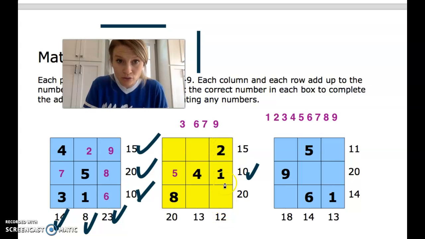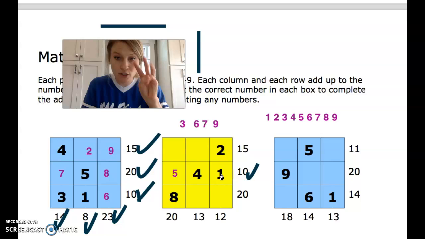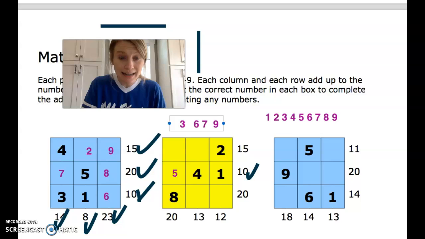This already has 2 digits. 2 plus 1 is 3 plus how much more to get to 12? 12 minus 3? Or 3 plus what equals 12? Are you thinking about that? Should have gotten 9. 9, 10, 11, 12. So I'm going to plug my 9 in right here.